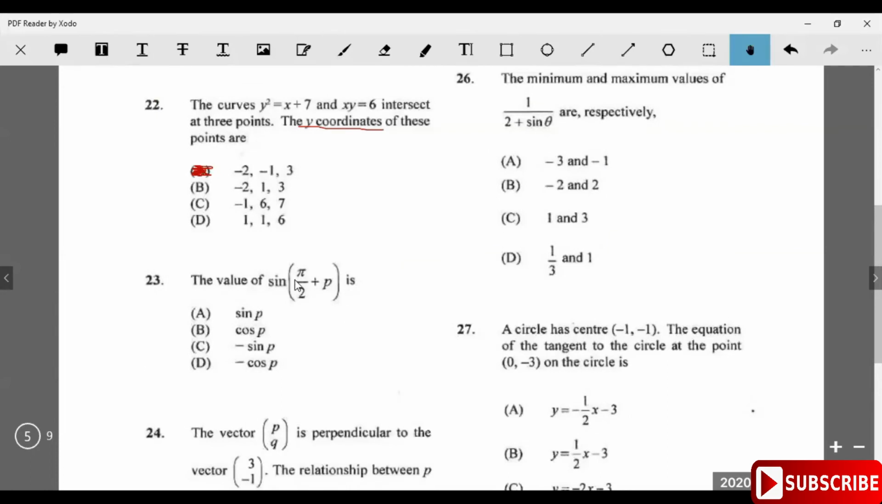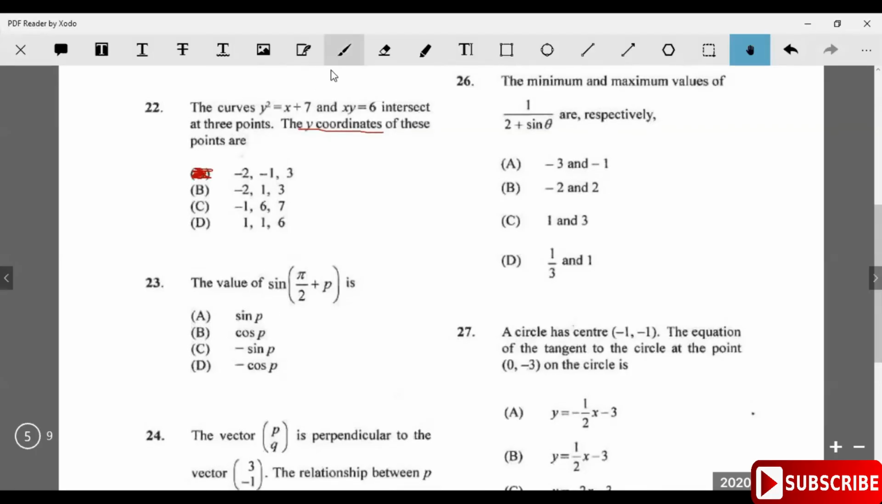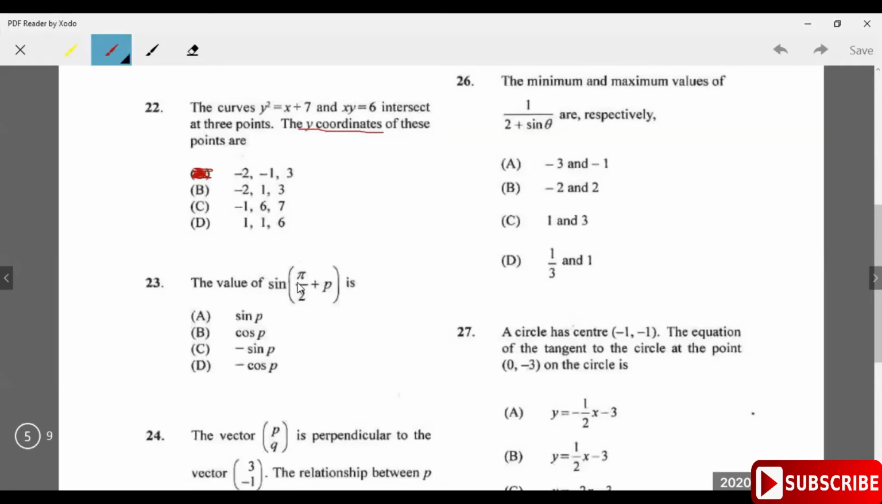All right, this question asks for the sine of pi by 2 plus p. That's just going to be the cos of p. Let's work it out. Using the compound angle formula, we get sine pi by 2, which is 1, times the cosine of p, plus the cos of pi by 2, which is 0, times the sine of p. But 0 times sine p is 0, and so we just get cos p. So that's B.